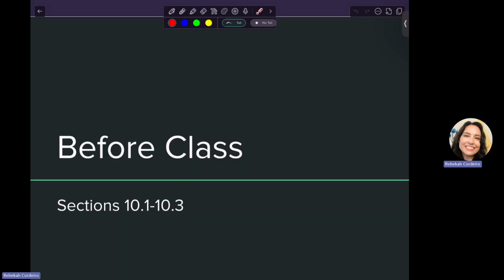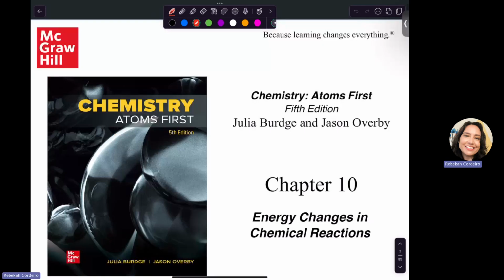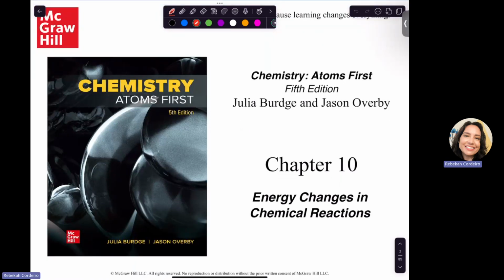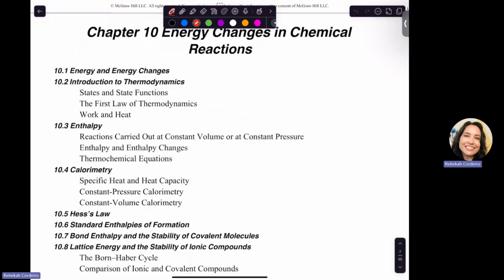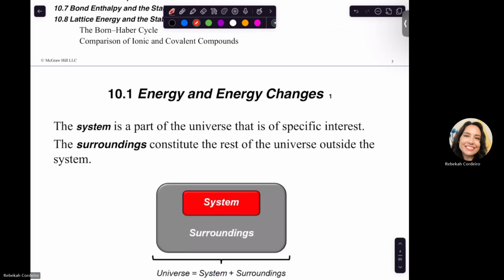Hi, we're gonna go over sections 10.1 and 10.3. This is for Chem 102. So we're in chapter 10 of our textbook. And this is just a slide showing you the different topics we're going to be covering in chapter 10 and the different sections. We're doing the first three sections today, 10.1 to 10.3.